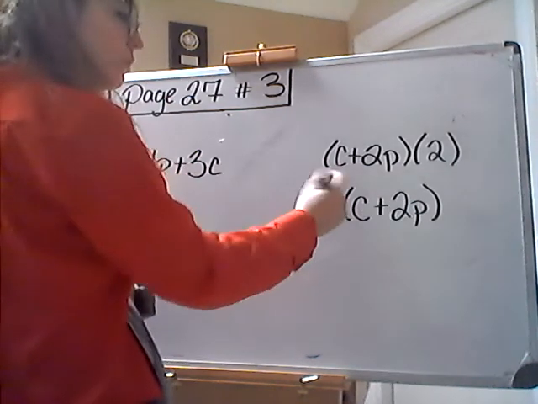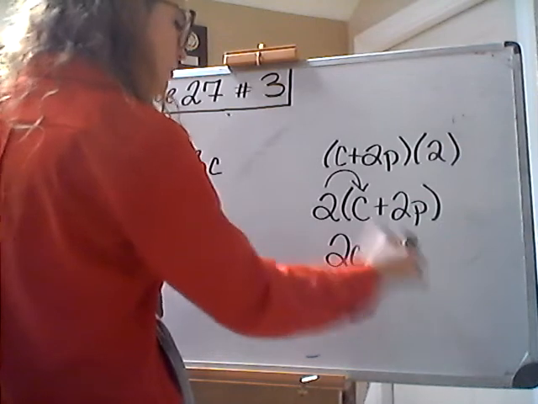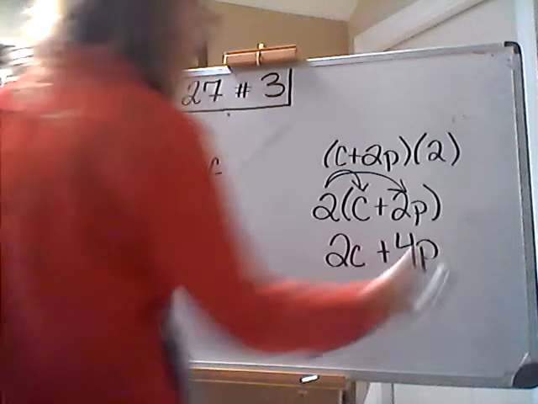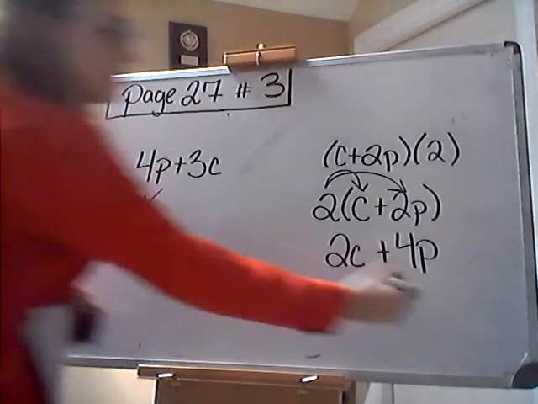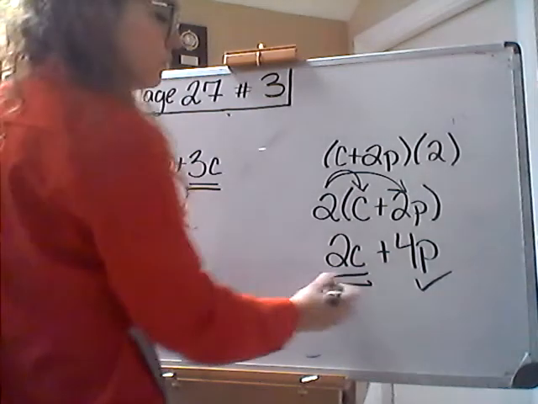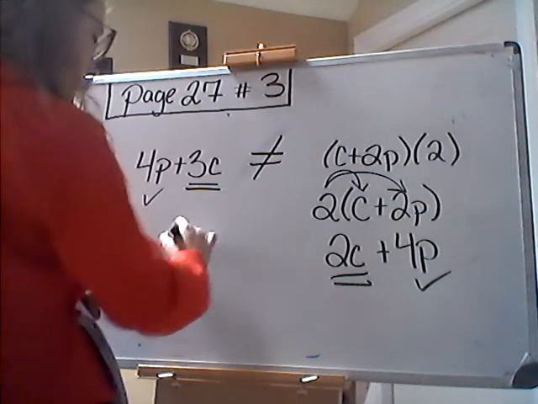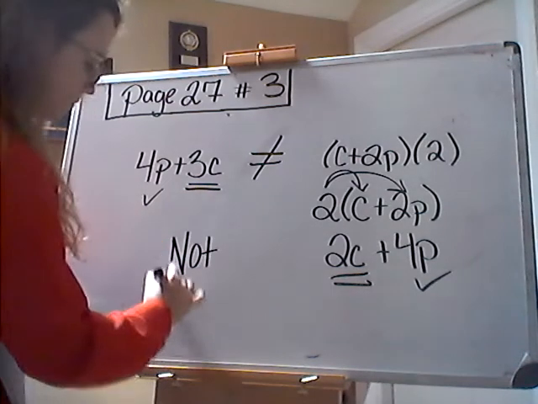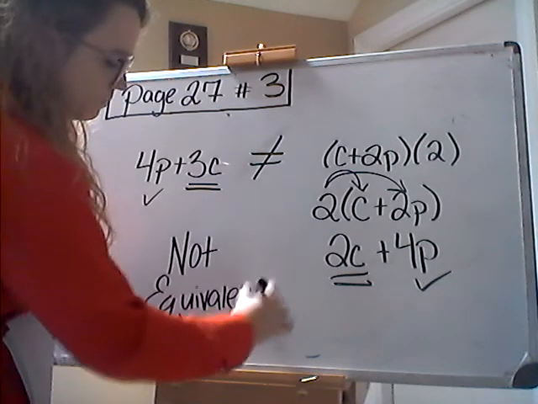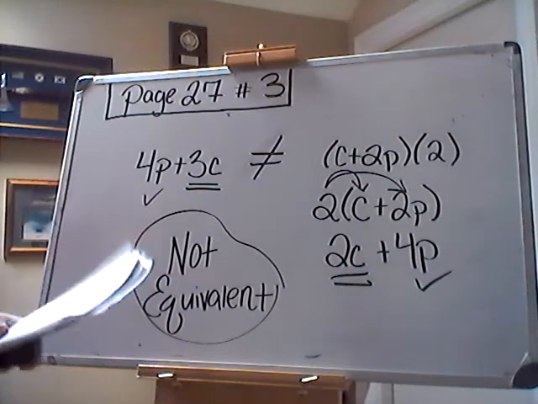I'm going to distribute the 2. 2 times c is 2c, plus 2 times 2p is 4p. Well, it looks like we got the 4p part right, but this says 3c, and this is only 2c's. So these are not equivalent. And that's your answer. You write that they're not equivalent. I hope that helps.